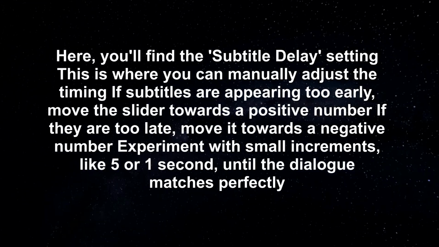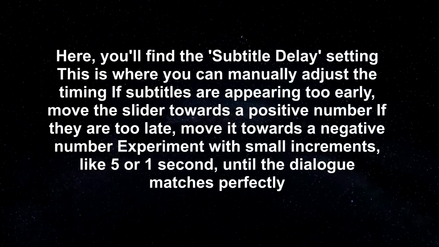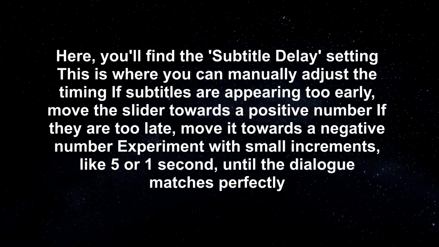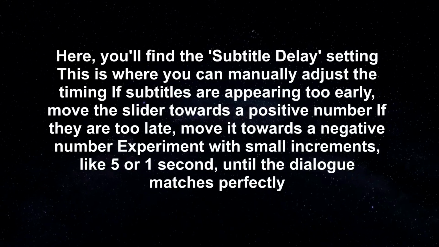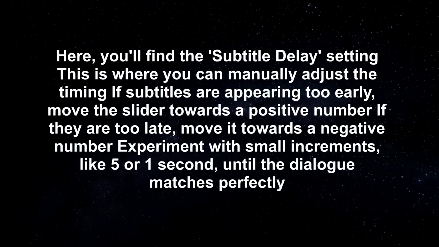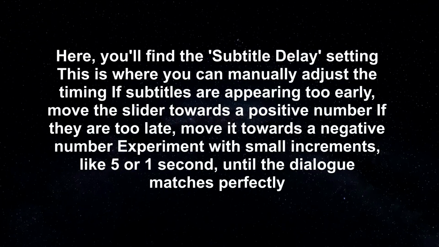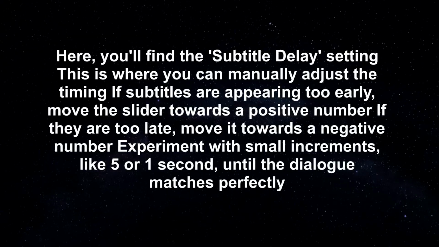This is where you can manually adjust the timing if subtitles are appearing too early. Move the slider towards a positive number. If they are too late, move it towards a negative number. Experiment with small increments, like .5 or 1 second, until the dialogue matches perfectly.